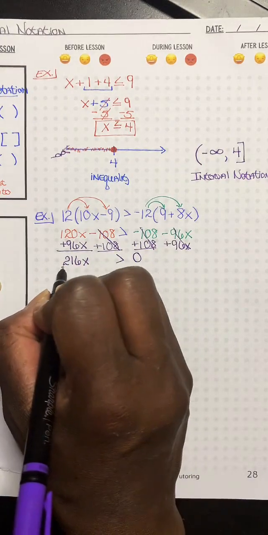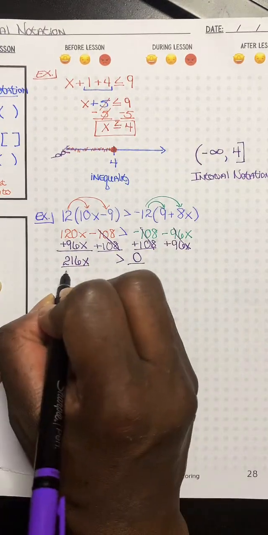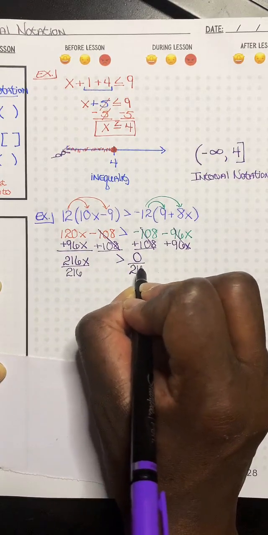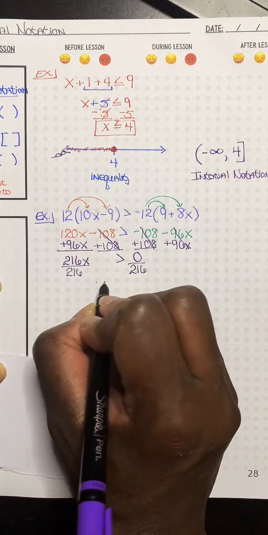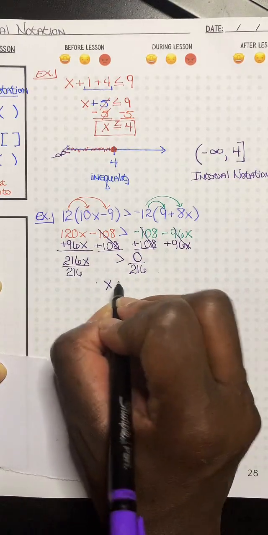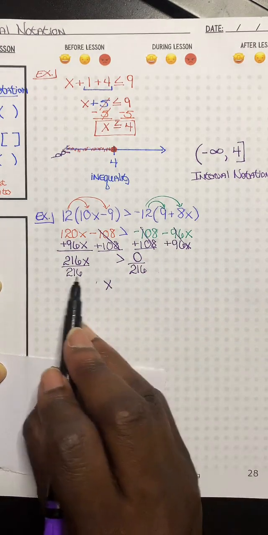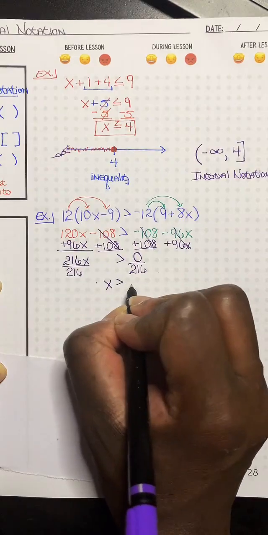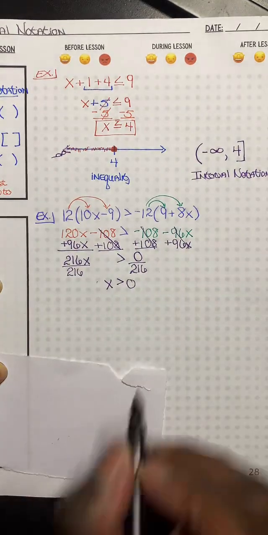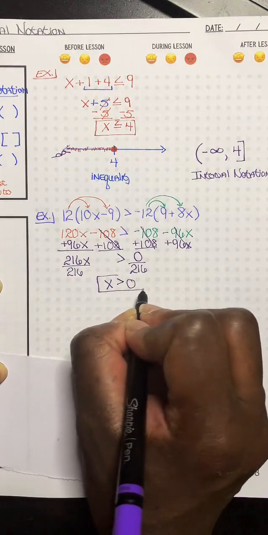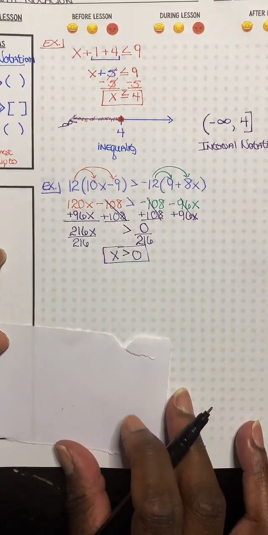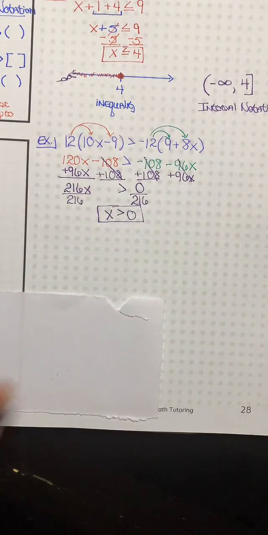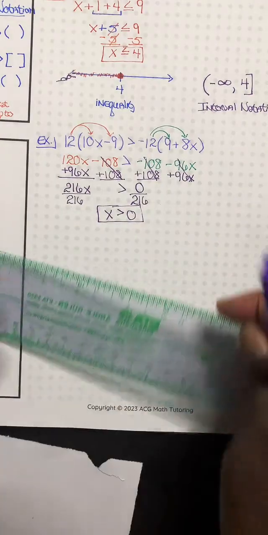So I think we all know what the answer is because we're going to divide both sides by 216. And 0 divided by 216, that'll give me 0. And since, well, it doesn't even matter, we're not changing direction of sign because we divided by a positive 216. So that's x is greater than 0. So that's our inequality. So if you want, we can graph that so we can see it.